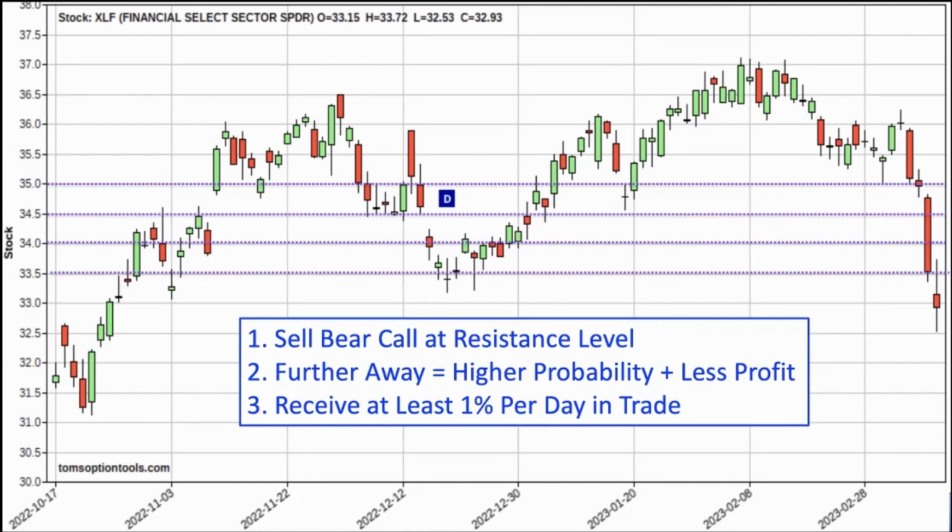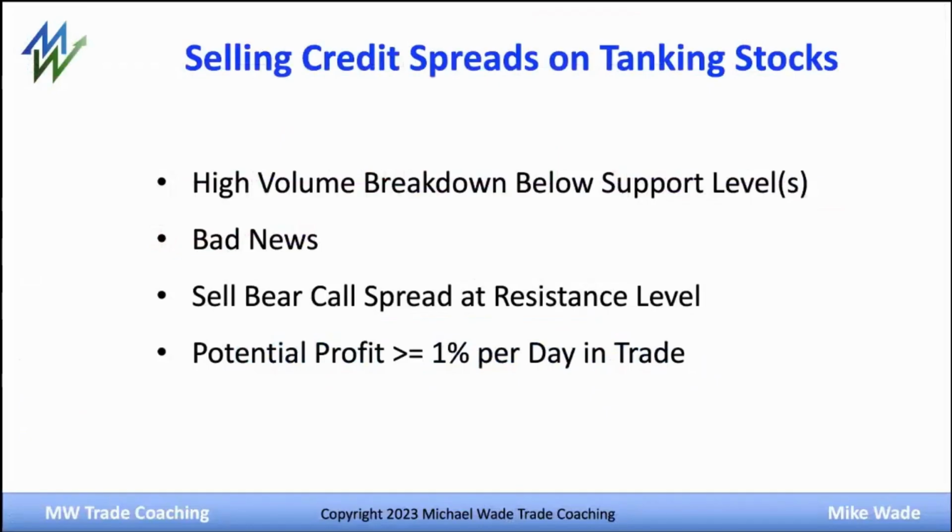And the further you move up, in this case we're going bearish, the less return on investment, but a higher probability of profit. One rule of thumb I like is to receive at least 1 percentage point of ROI per day in the trade. So receive at least 1% per day in the trade. If you sell a 14-day credit spread, then you want to have at least 14%. We'll review all of this here in just a minute. So that's the idea: selling credit spreads on tanking stocks.